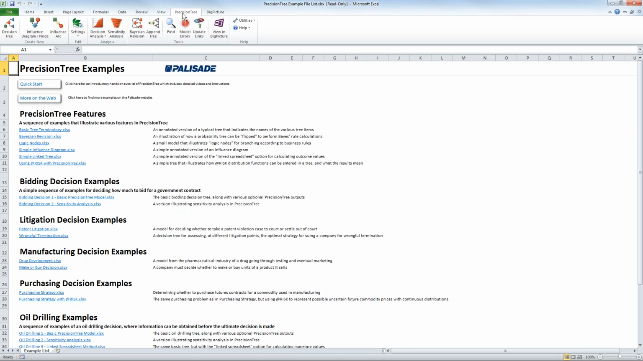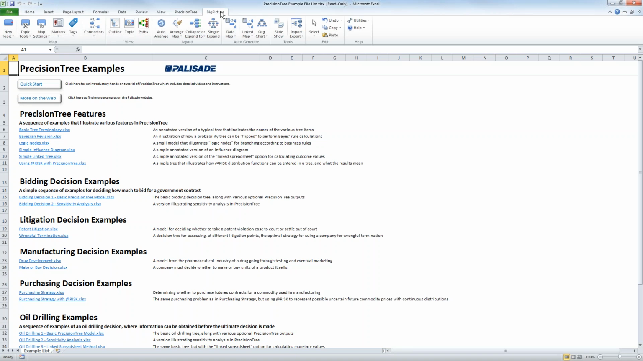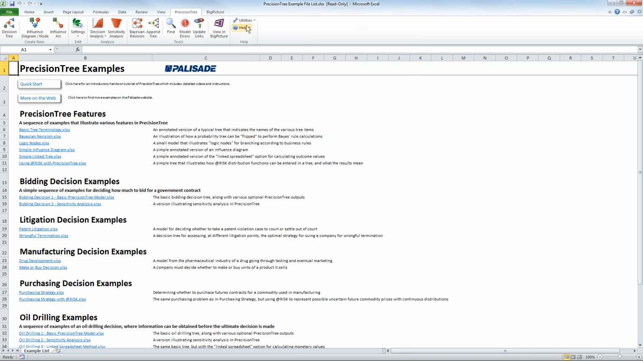Whether you're in PrecisionTree or BigPicture, which is the next tab over, you simply go to Help and go to Example Files. If you would like to see the documentation, you can find it here. If you want to launch any of your other Decision Tools, say @RISK or NeuralTools, you can launch that right from here. I have PrecisionTree and BigPicture open already, but if you had just PrecisionTree open, you could launch BigPicture straight from here as well, without having to double click on the icon on the desktop or in the Start menu.